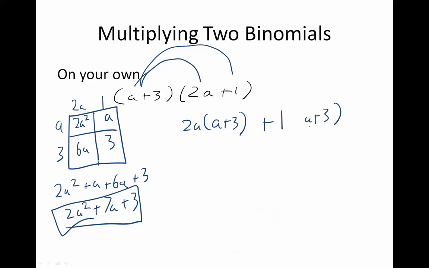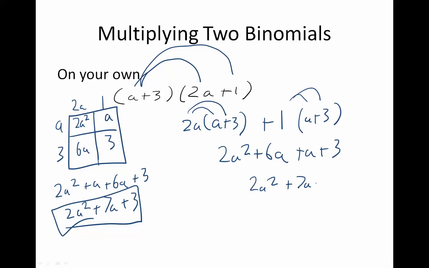Let's go back. Okay, so distributing the 2a gets us 2a squared plus 6a. 2a squared plus 6a. Distributing the 1, don't really need to do, but plus a plus 3. There's the a, there's the 3. Final answer, 2a squared plus 7a plus 3.